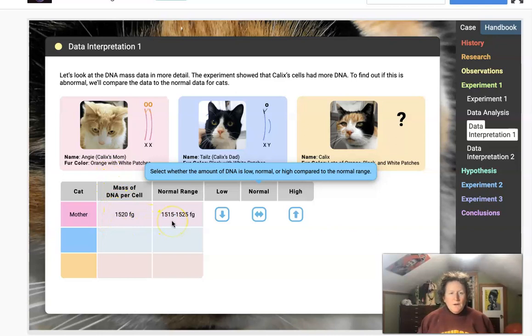This is the normal range. She's 1520, and the normal is between 1515 and 1525. She's right in the middle, so let's call her normal.